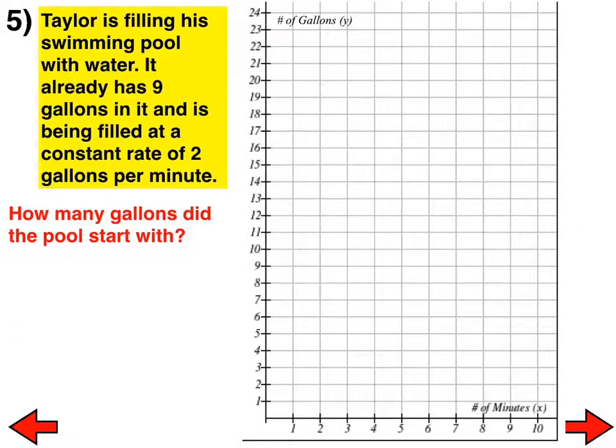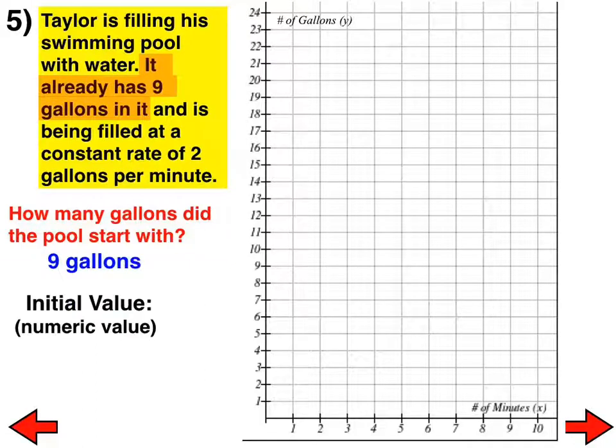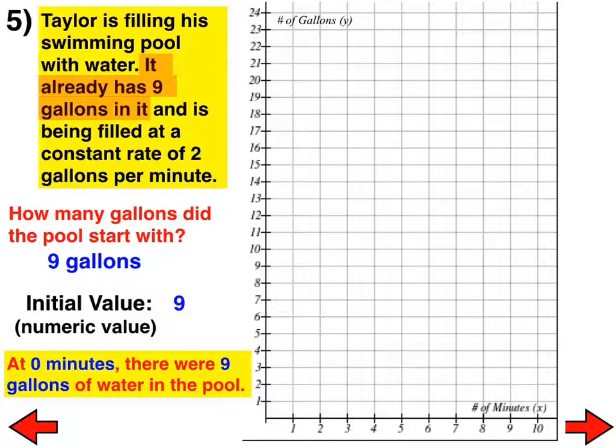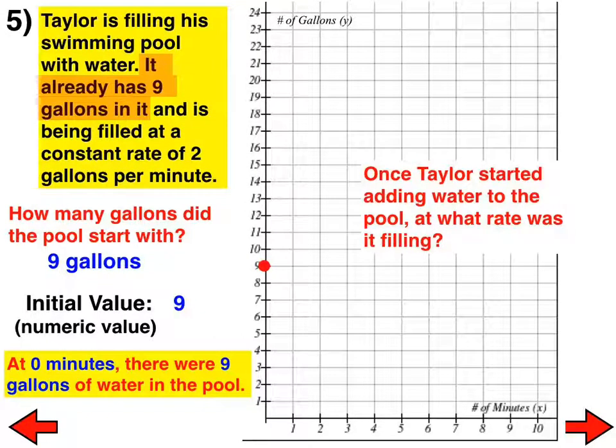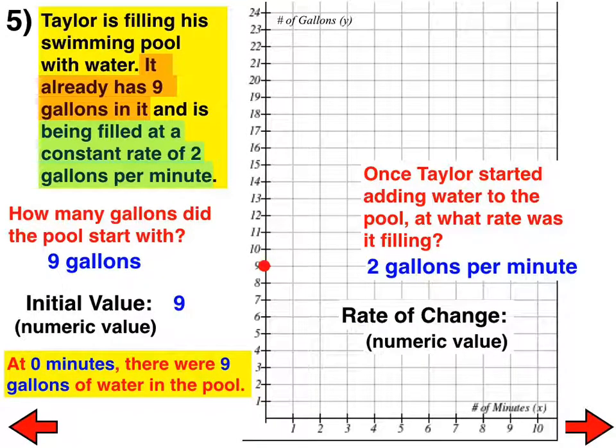So how many gallons did the pool start with? Well, we already kind of answered that. That's 9 gallons. The numeric value of that, of course, is 9, which means at 0 minutes there were 9 gallons in the pool, which created that point for us. Once Taylor started adding water to the pool, at what rate was it filling? Well, we already answered that as well. It was filling at 2 gallons per minute. And the numeric value of that is 2. And then from there we can rise 2, run 1, or vertical change of 2, horizontal change of 1. And there is our graph. All right, everybody do number 6 all the way through.